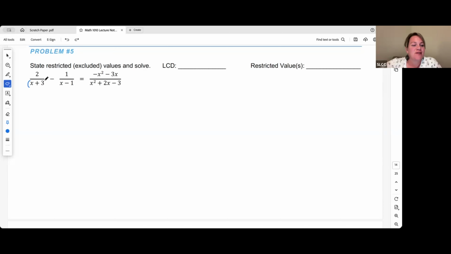I have an x plus 3 and x minus 1, and then in this trinomial, x squared plus 2x minus 3, I factor it into two numbers that multiply to give me -3, but add to give me 2. So x plus 3, x minus 1. Then I see that the lowest common denominator, which we need to use to multiply the whole entire equation by, will be x plus 3 times x minus 1.